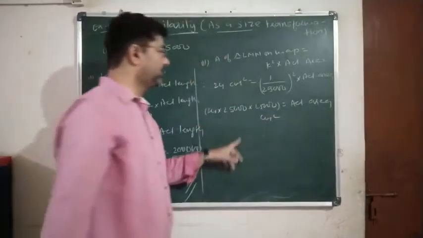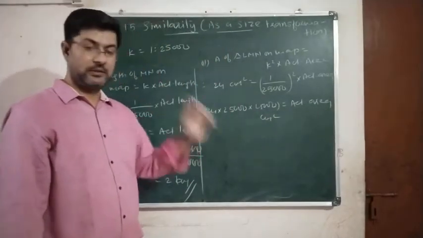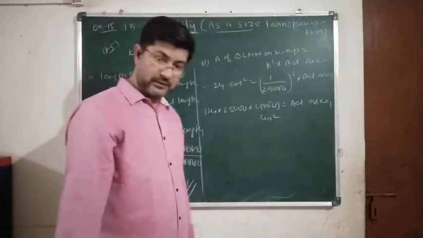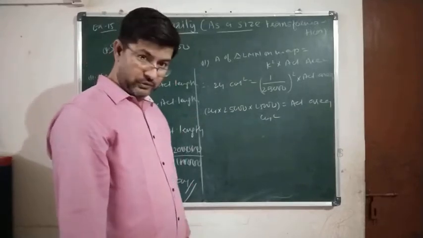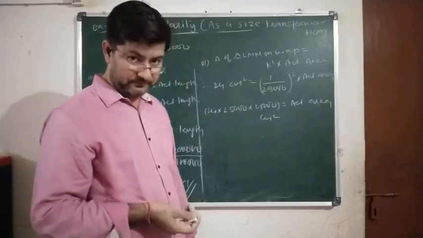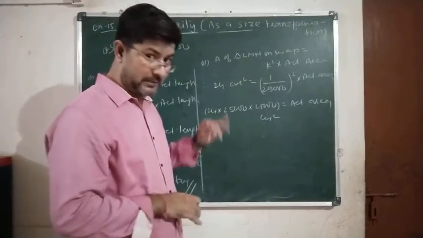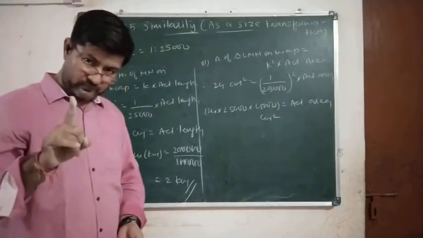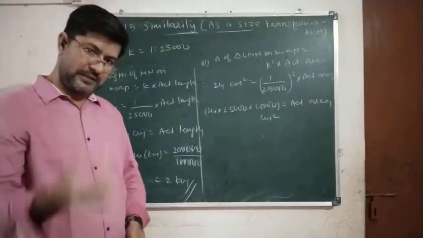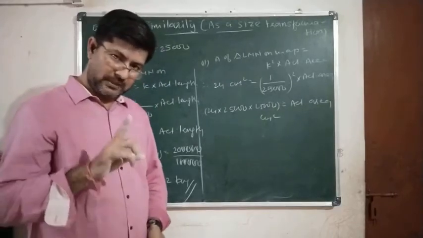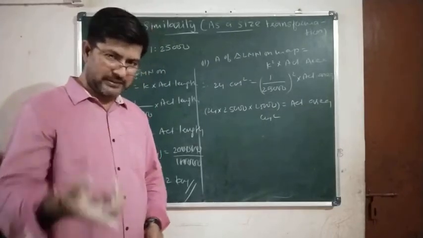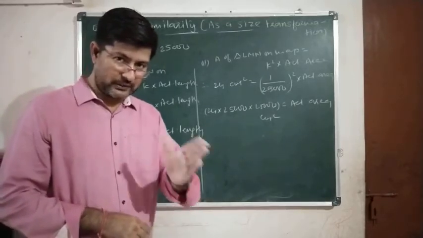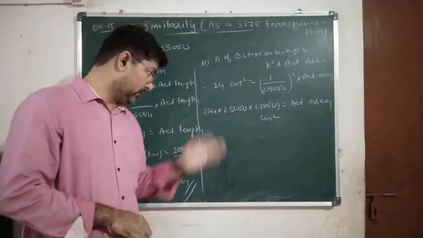Again this answer will be in square centimeters, because on the map it is given in square centimeters only. Now we can convert this into square kilometers. Sorry, we have to divide by 1 lakh into 1 lakh. To convert centimeters into kilometers, we divide by 1 lakh. To convert square centimeter into square kilometer, by 1 lakh into 1 lakh. And to convert cubic centimeter into cubic kilometer, we divide by 1 lakh into 1 lakh into 1 lakh. Clear? In this way.